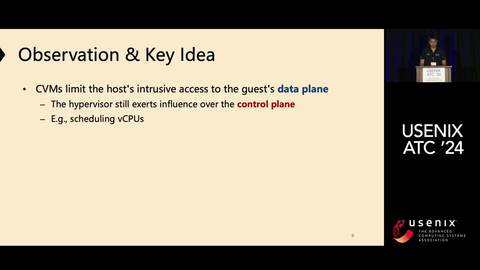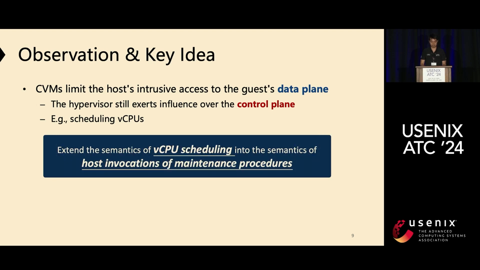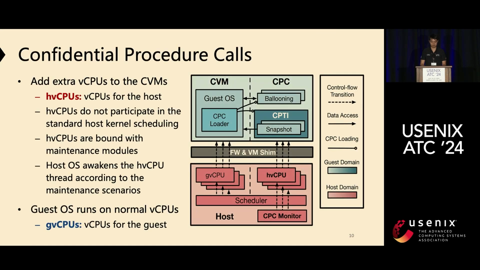We observe that while current CVMs limit the host's intrusive access to the guest's data plane, the hypervisor still exerts influence over the control plane. For example, the host can still schedule vCPU threads. This observation inspired us with a new idea that extends the semantics of vCPU scheduling into the semantics of host invocations of maintenance procedures. Based on this idea, this paper introduces confidential procedure calls, or CPC for short, a flexible, secure, and efficient mechanism for CVM maintenance.